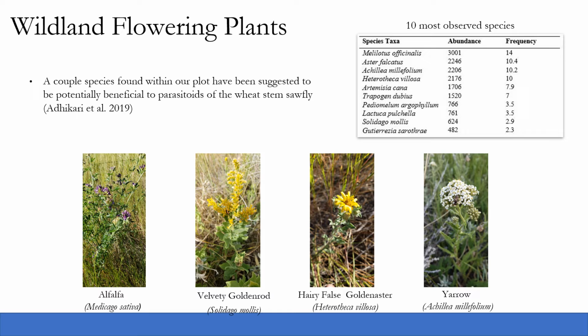In total, we observed 56 different species in our site. While many of the species were rarely seen, 10 accounted for 72% of the total observations. Additionally, the literature suggests that some of the species we observed are potentially beneficial to parasitoids of the wheat stem sawfly. These species include alfalfa, velvety goldenrod, hairy false golden aster, and yarrow. More information on this project is available in my other presentation within the Natural Resource and Conservation track.